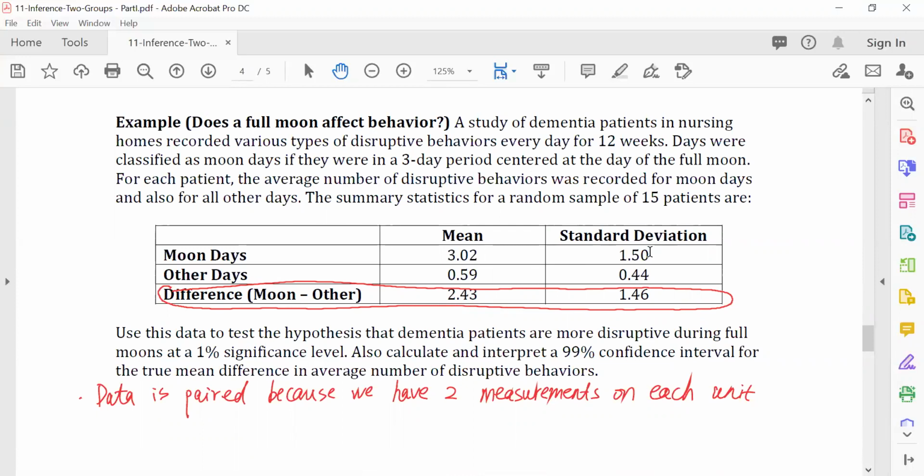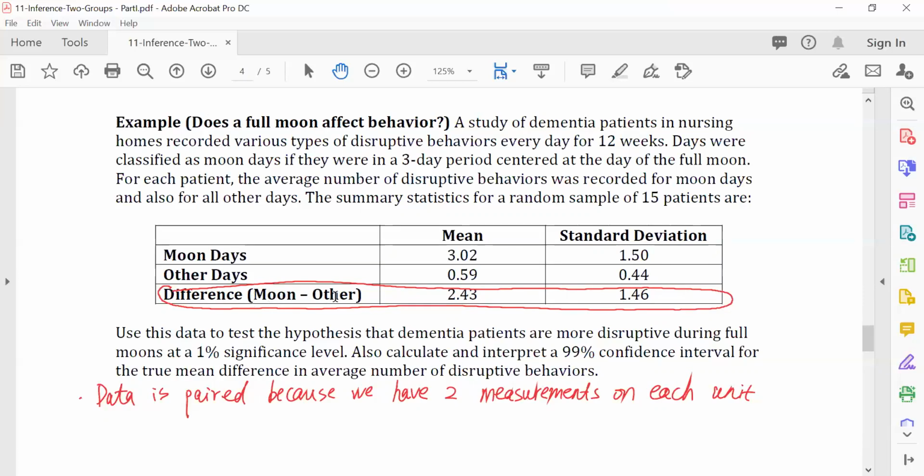You can see that the standard deviation here is 1.5 for the moon days, and it's 0.44 for the other days. You are not going to use the first two lines. The mean is not the mean of the moon days minus the mean of the other days. The standard deviation is not the standard deviation of the moon days minus the other days. That's not correct. You see, this is 1.5 minus 0.44 for the standard deviation. That is 1.06, right? You are not having the same value here.